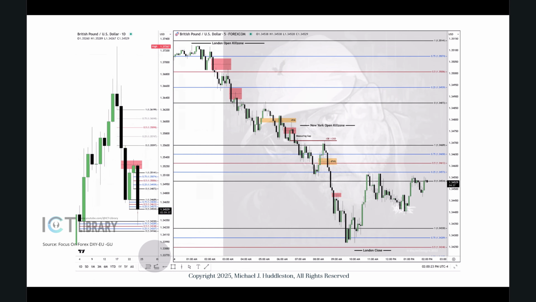All right, continuing on with the British pound versus US dollar, or cable. Left-hand chart is the daily chart, and the 5-minute chart is here on the right-hand side. So on the left-hand side, we have this SIBI here that I've graded, and then we have this fair value gap, and I have this discount wick annotated, this discount wick annotated, and this discount wick annotated.